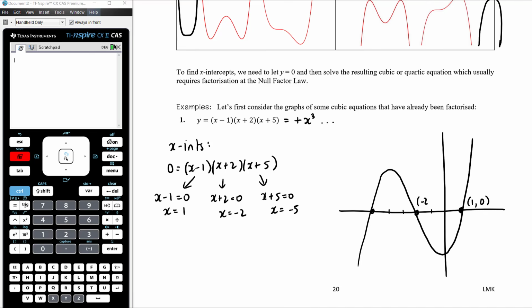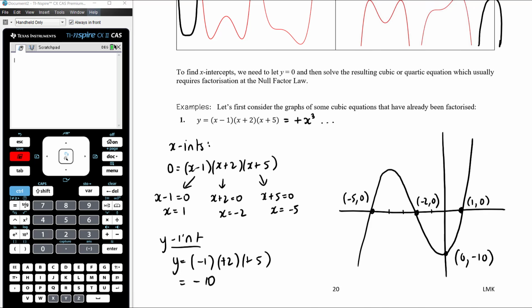So let's label these and let's calculate the y-intercept, which we probably should have done before we drew it in, but that's okay. There's nothing else happening on the y-axis other than this y-intercept, so we just need to know how to label it. So for the y-intercept, we let x equal 0, so we're going to get -1 times +2 times +5. So -1 times +2 is -2, times +5 is -10. So this y-intercept is (0, -10).